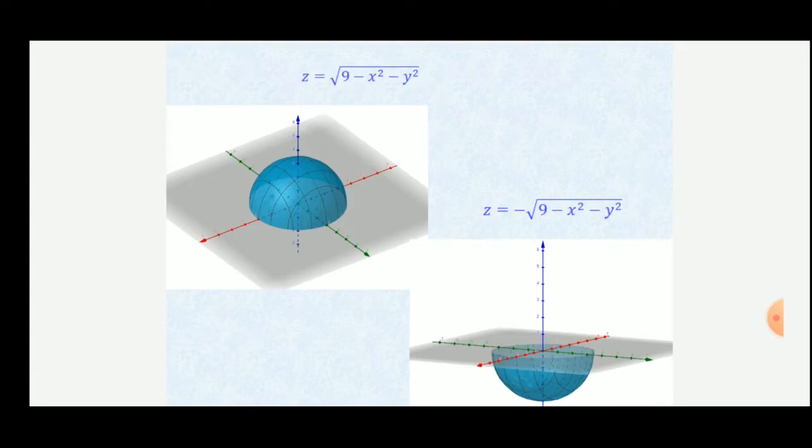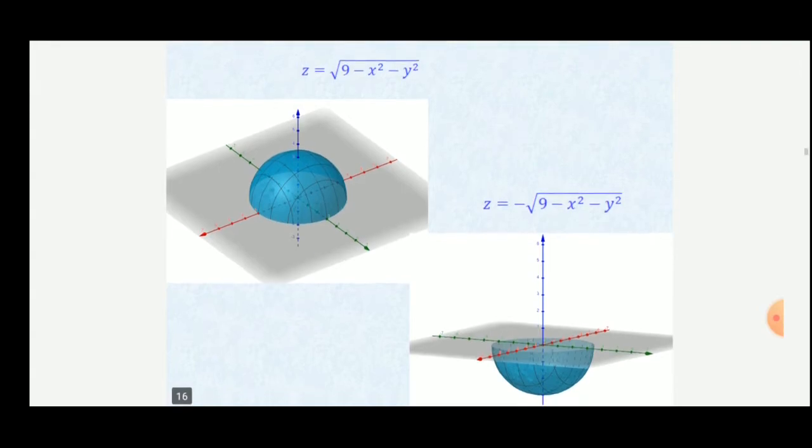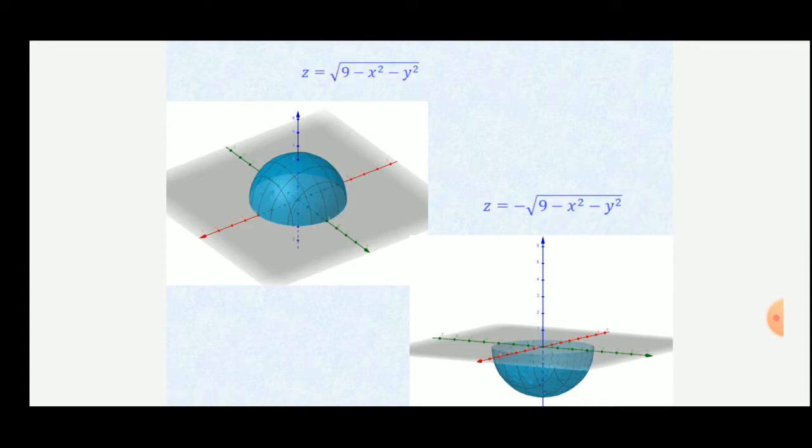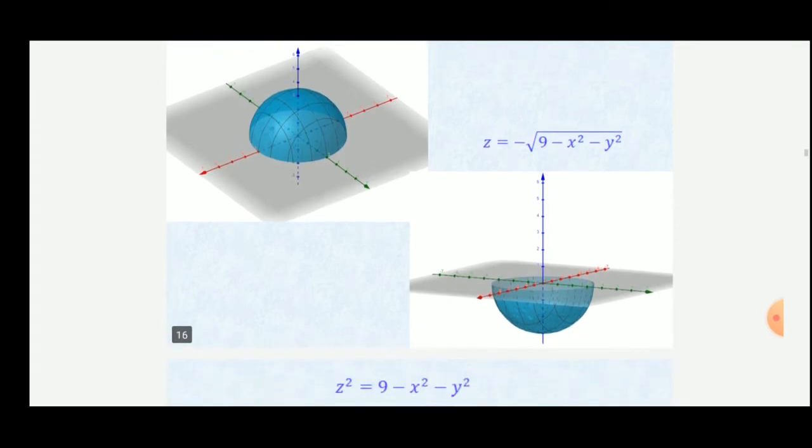In first, z equal to positive square root of 9 minus x square minus y square. So all the values of z are positive. So it is upper half sphere which is along positive z-axis. And the second one is z equal to minus of square root 9 minus x square minus y square. So it is lower half sphere along negative z-axis. So in the second case, all the values of z are negative. In first case, all the values of z are positive. That's why both the surfaces are along two different regions, along positive z-axis and along negative z-axis.